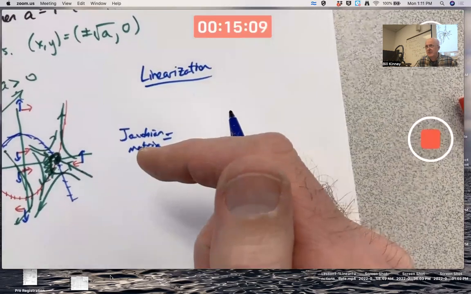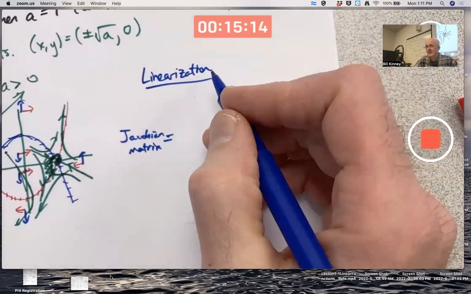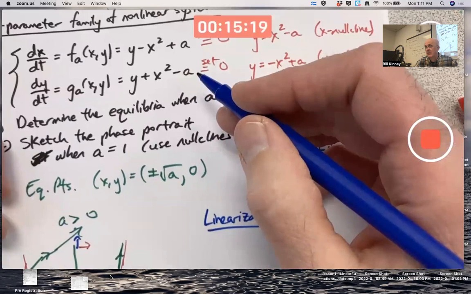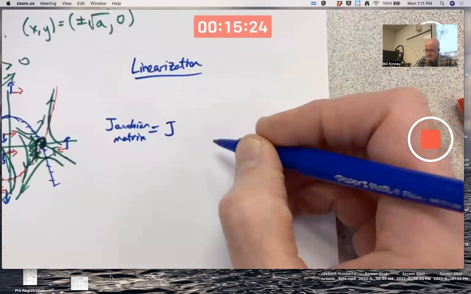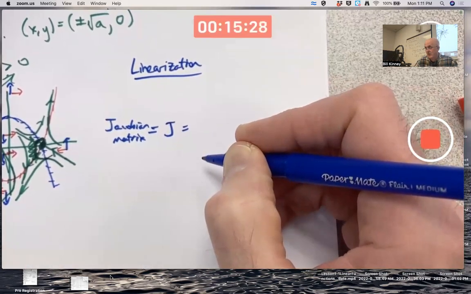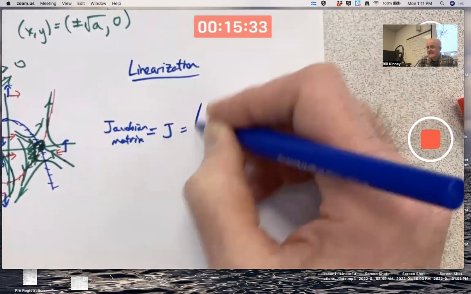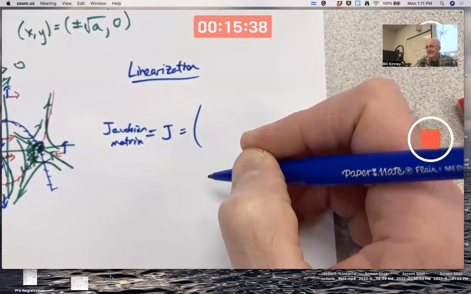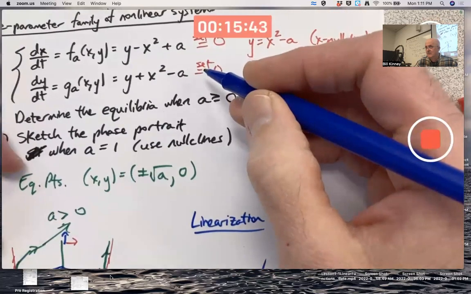Here, the purpose is different. The purpose is to do what's called linearization, to essentially try to approximate this nonlinear system with a linear system near the equilibrium points. I call it J in honor of Jacobi, though other people call it D in honor of derivative. Derivative is not a person's name, but because it is kind of a derivative, it's a matrix whose entries are the partial derivatives of the right-hand side functions with respect to x and y.